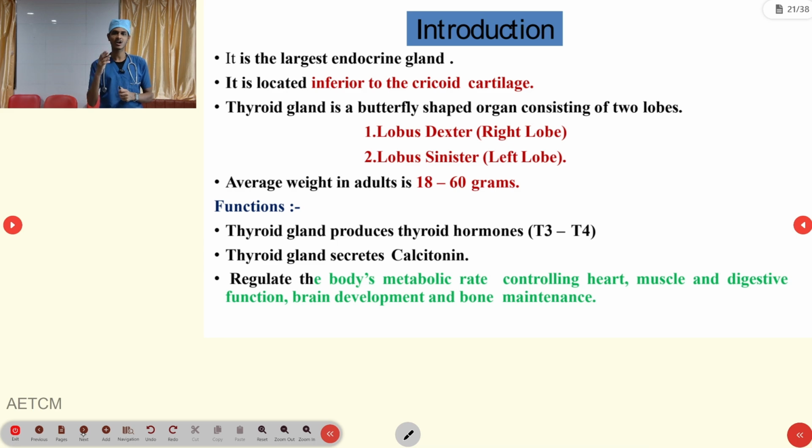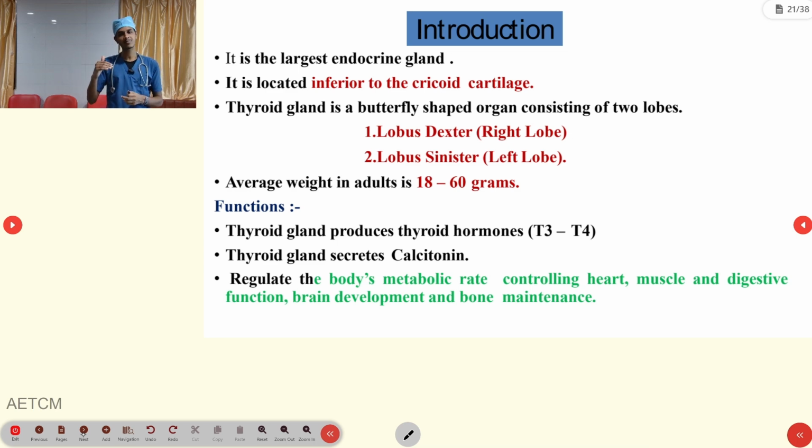Three important hormones are secreted: T3, or triiodothyronine, T4, or tetraiodothyronine or thyroxine, and one more hormone, calcitonin. So what is the function of the thyroid hormone? Mainly it plays a role in growth and metabolism. Growth means that irrespective of organ and system, each cell needs thyroid hormone for its own development.